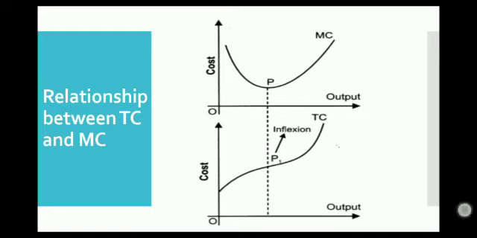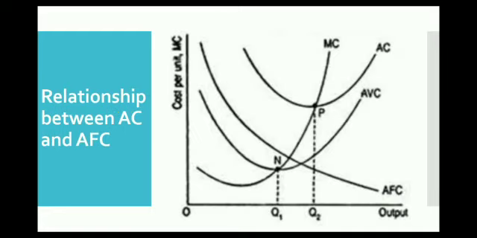Next, relationship between AC and AFC, that is average cost and average fixed cost. The AVC curve, that is the average variable cost curve, is U-shaped as it falls up to a point and then starts rising. The AFC curve always decreases with increase in the level of output. It is because TFC remains constant at all levels of output. As a result, the gap between AC and AFC increases with increase in the level of output.